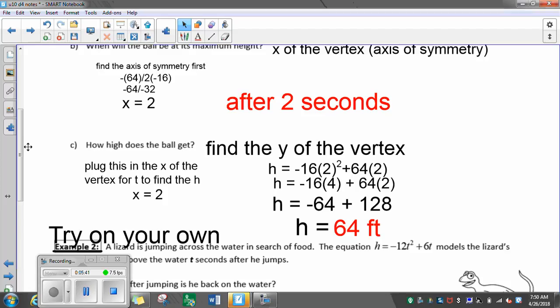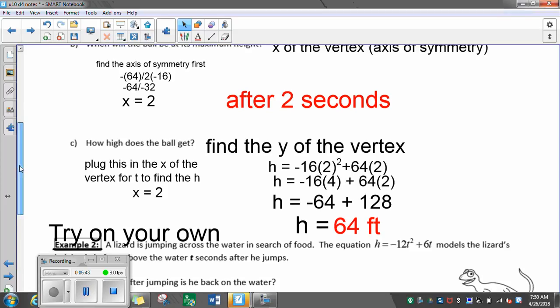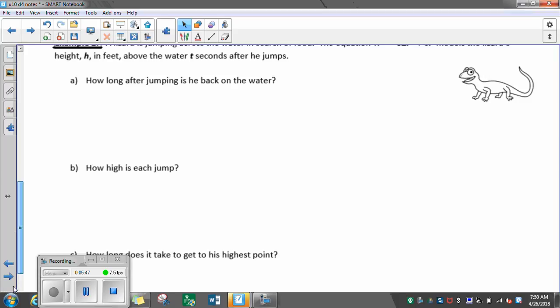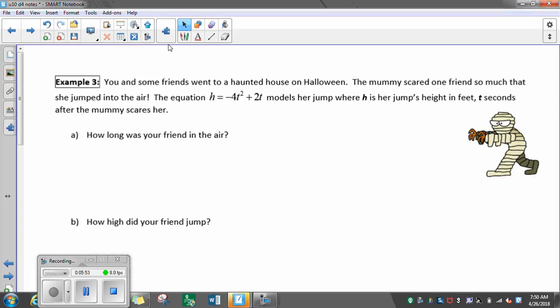Okay, so you guys are going to try this one on your own. I know it says example 2, but you're going to do it on your own. Okay, so either pause the video or you can come back and work on it later. Alright, example 3 or 2, whatever you want to think.